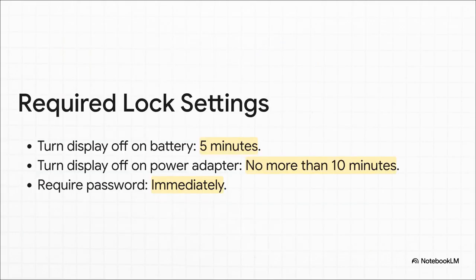So here are the exact settings you need. Go to Lock Screen in your System Settings. For Turn Display Off on Battery, set it to 5 minutes. For Turn Display Off on Power Adapter, set it to no more than 10 minutes. And the most important one, Require Password, has to be set to Immediately.